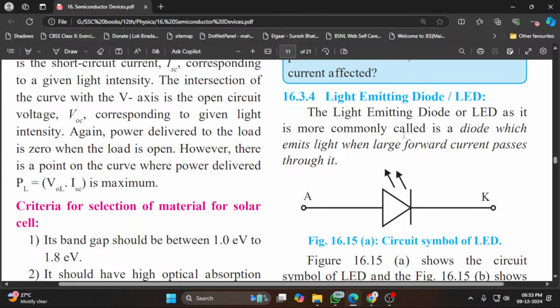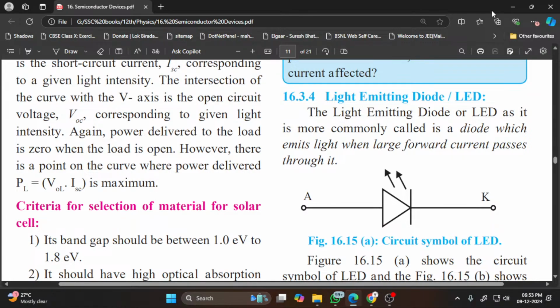Then we learned about photodiode, and in that photoelectric effect also we saw a similar device. After photodiode we saw the solar cell. Now the last diode is the light emitting diode or LED. LED is a diode which emits light when large forward current passes through it. So it is exactly opposite of photodiode.